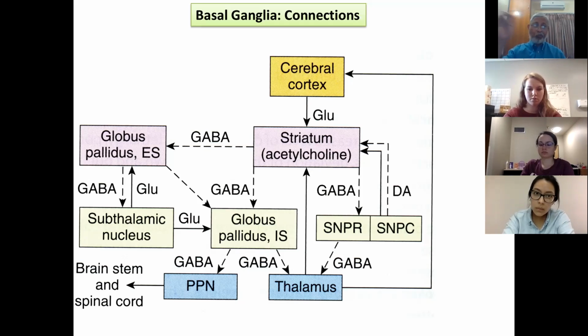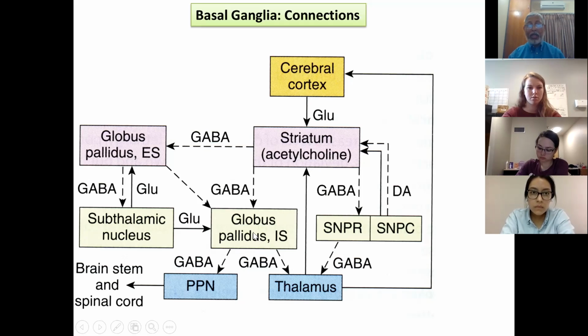Now, if you look at this signal, normally the globus pallidus internal segment of the basal ganglia is continuously active. We say they are tonically active. They continuously keep sending signals to the thalamus.